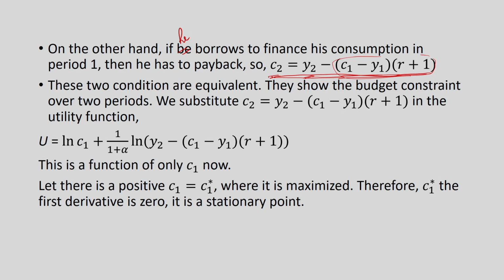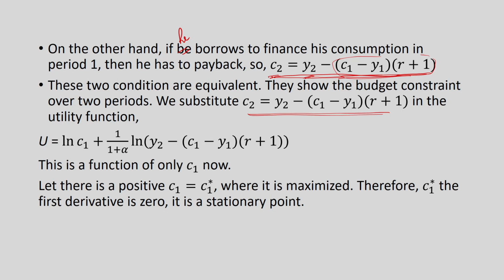And what do these conditions tell us? They show the budget constraint over the two periods. So, we can use either of these two conditions. We have talked about budget constraint in a different context before, where we were talking about static utility maximization. That is only one period, but here you have two periods. There also there could be a budget constraint over time. Now, the budget constraint we are using is that C2 is equal to y2 minus (C1 minus y1) multiplied by (1 plus r).